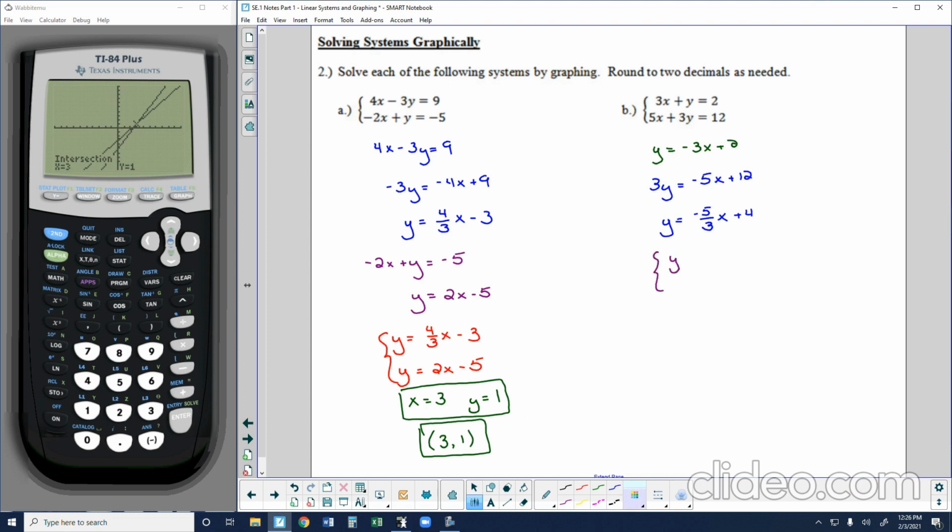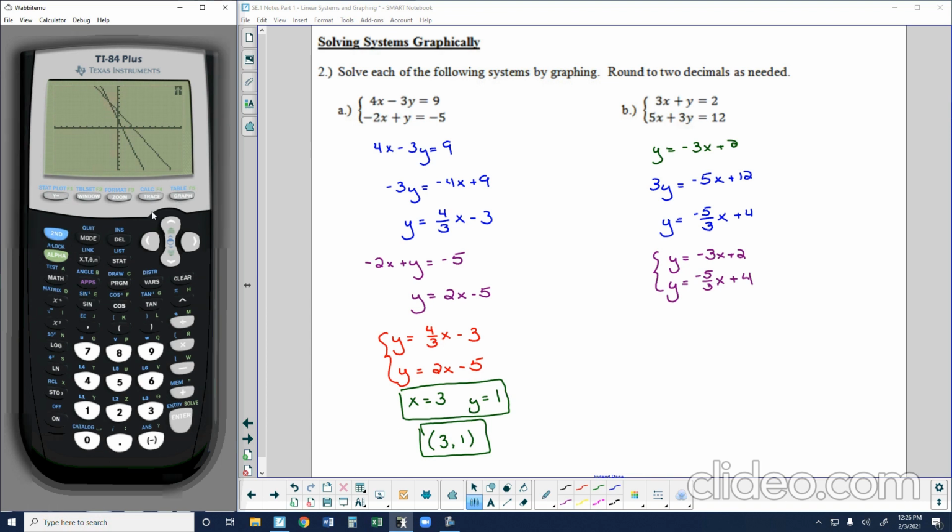So I can write this as a new system. My new system would be y equals negative 3x plus 2. This is equivalent to the one that I wrote previously, just written in a little bit of a different format. Now I can graph the two equations. I'm going to go into my calculator and type in the equations as I have them written: y equals negative 3x plus 2, and y equals negative 5/3 x, or 5 divided by 3x, plus 4. I'm going to take a look at the graph here. I'm looking for a single intersection, and I can see that intersection up here in quadrant 2.